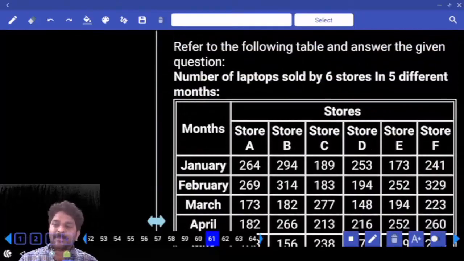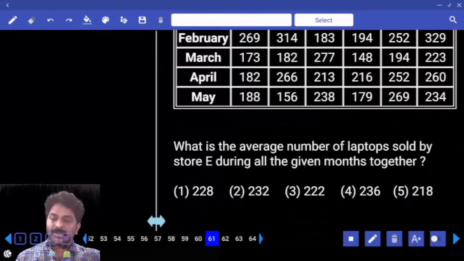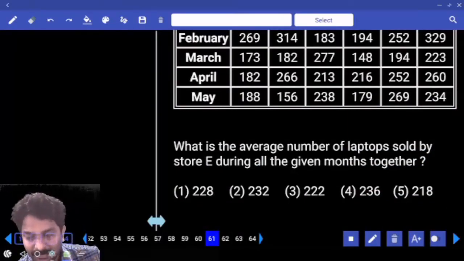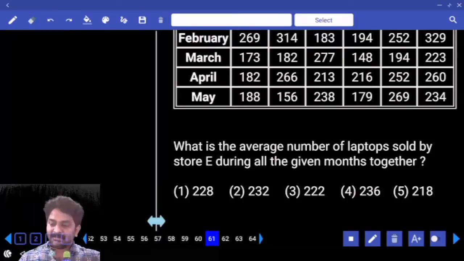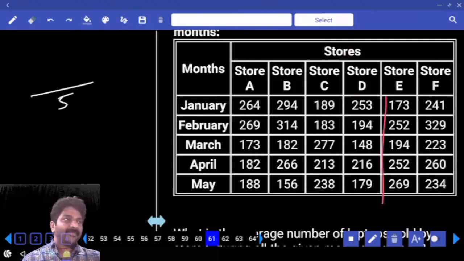So these are the number of laptops sold by 6 stores in 5 different months. What is the average number of laptops sold by store E during all the given months together? E, all months together. So average, so the denominator comes, divided by? Okay, come on. So sum of all these numbers divided by 5, that is one way. The other way is? Come on.